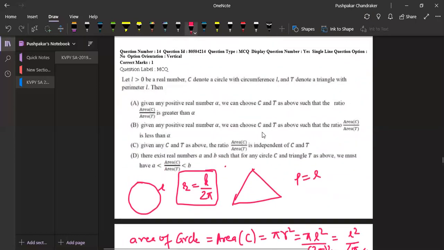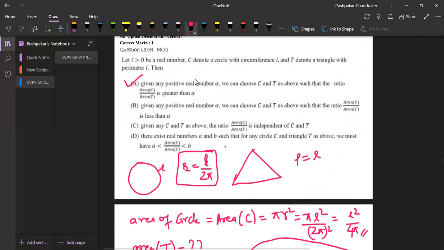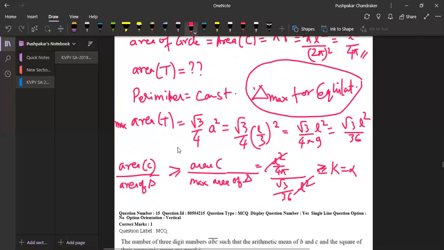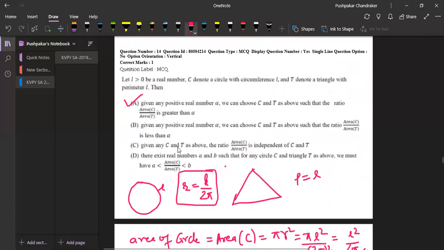So which option matches? Given any positive alpha, the ratio is greater than alpha. That's correct. This alpha is that constant k only. The ratio of the areas of the circle and the triangle is definitely greater than alpha. So that is option A. The other options are wrong, you will notice that.